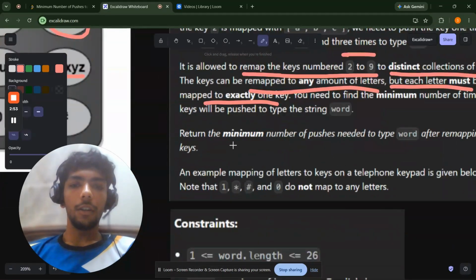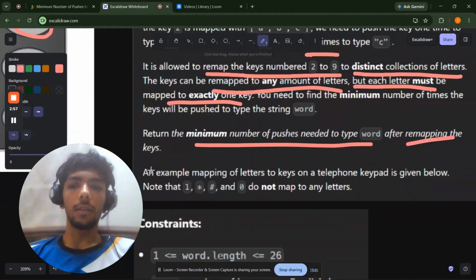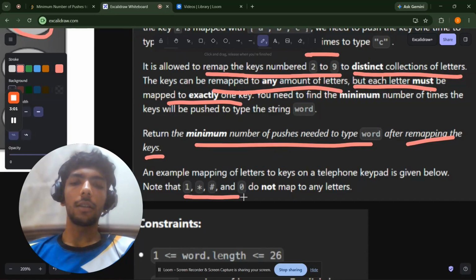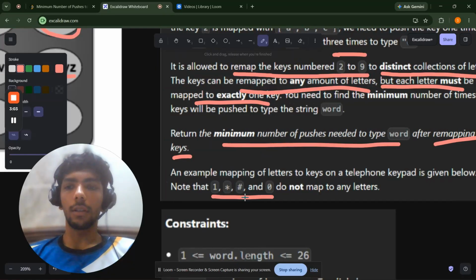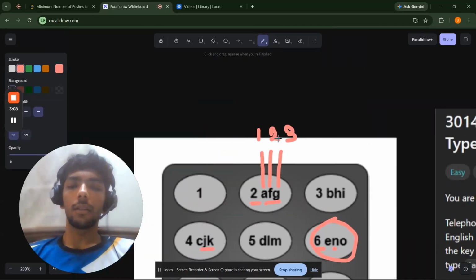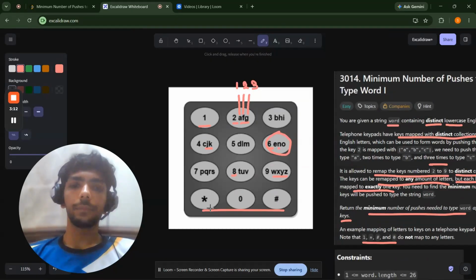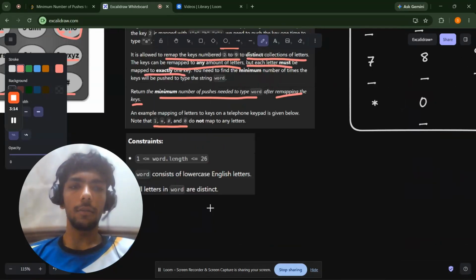And we need to return the minimum number of pushes to type a word after remapping the keys. Okay. And 1, asterisk, hashtag and 0 do not map to any keys. So asterisk, 0, hashtag and 1 do not have any characters. Okay. So let's first understand one example.